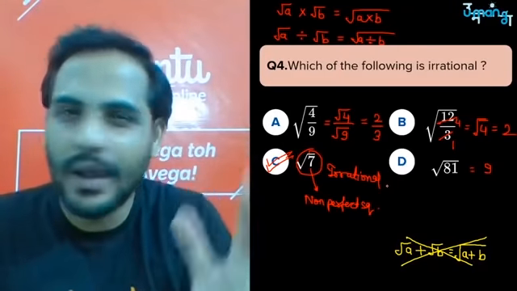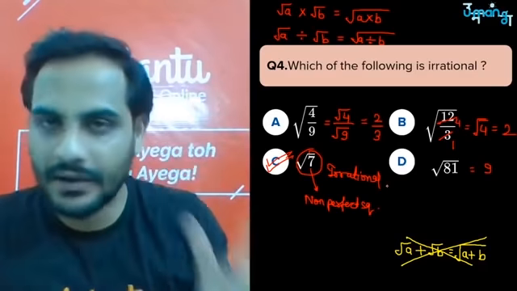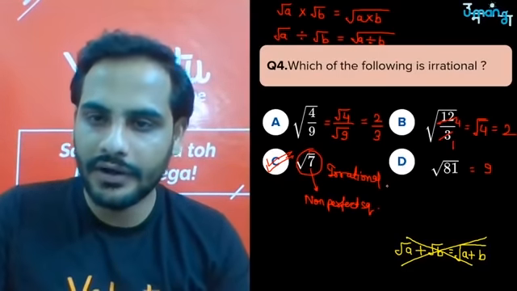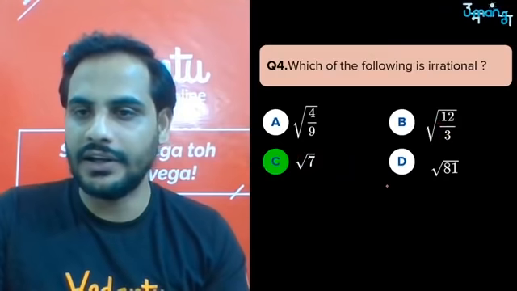But if there is something like a square root, then it will be irrational. As simple as that. Got it? Now let's move to the next part. So option D is your correct answer.